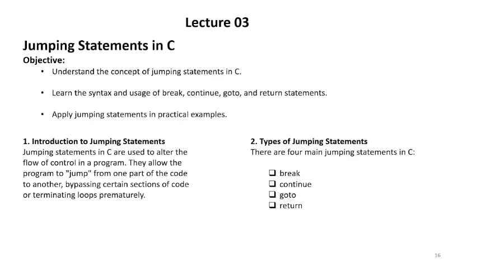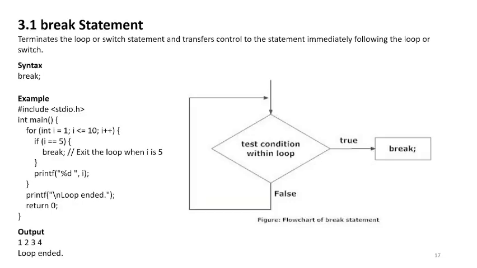Types of jumping statements. There are four main jumping statements in C. Basically, in your books, you might have seen that there are only three: break, continue, and goto. But for your knowledge, I want to tell you that return is also a jumping statement. So break, continue, goto, and return, but the main ones are break, continue, and goto. Let's discuss those statements one by one.